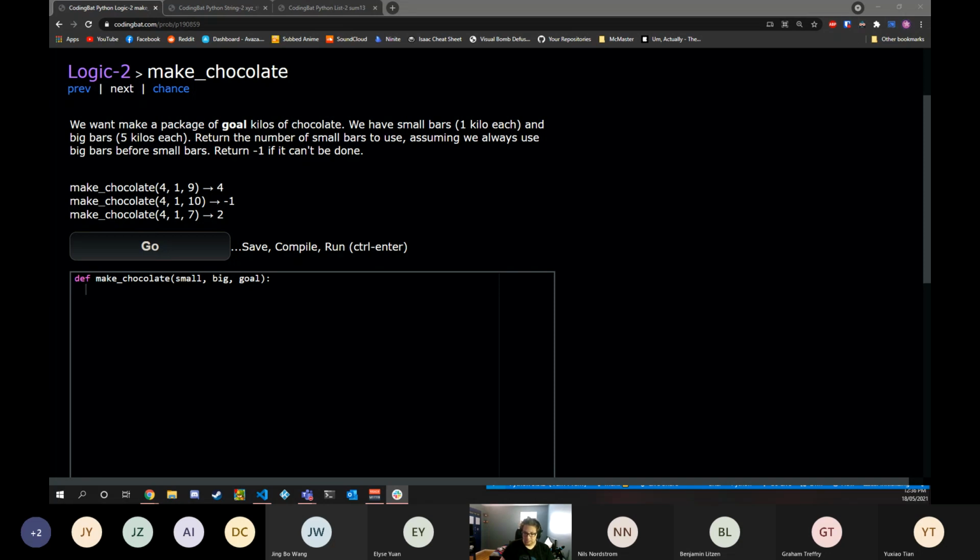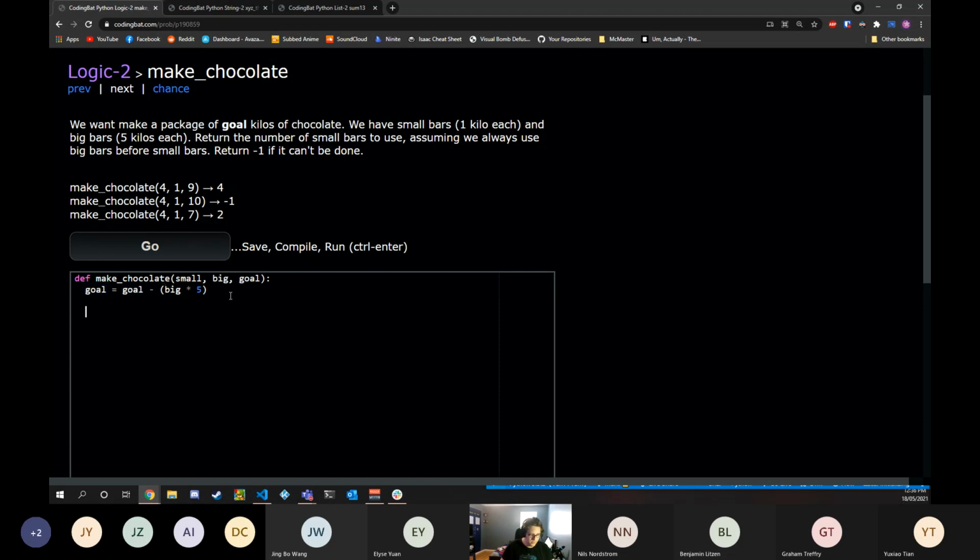So let's break it down situation by situation. First, let's code to the test cases. So let's assume that big will never be greater than goal. So in that case, what I could do is goal equals goal minus big times 5. Not big times 85, big times 5. What this will do is take my big chocolate bars, however many I have, multiply it by 5, and subtract that from goal. I'm going to just use that as a placeholder for now and come back to it later.